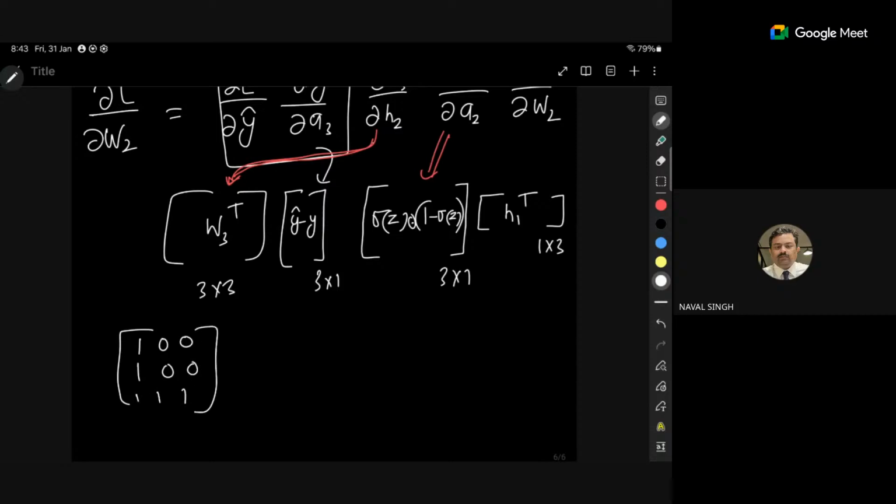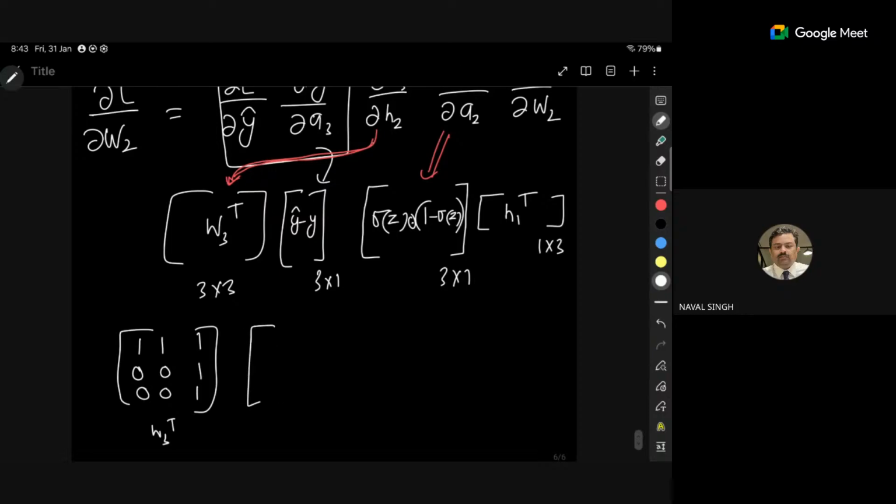1 0 0 1 1 1. W3 transpose I have to take. So I think I didn't do that. I'll do the transpose of that. So let's write that: 1 0 0 1. So this is W3 transpose. Earlier I wrote was W3.